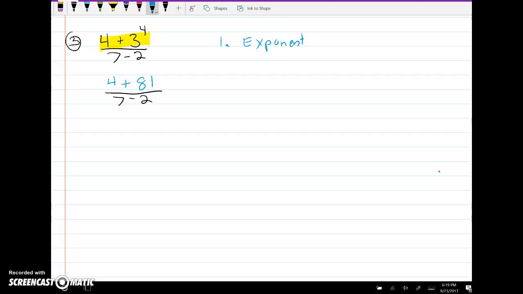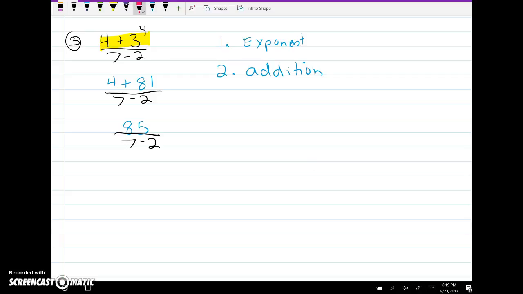Second thing I'm going to do is my addition, because that's all that's left in my numerator. 4 plus 81 is 85. And that is all over 7 minus 2.